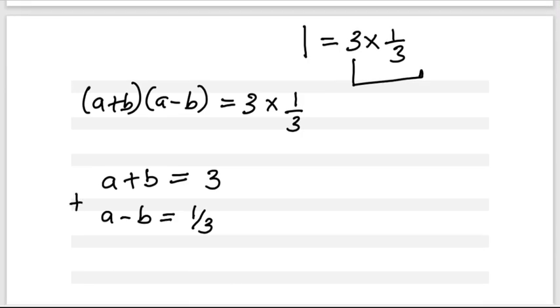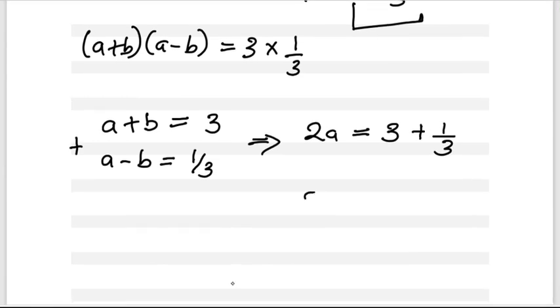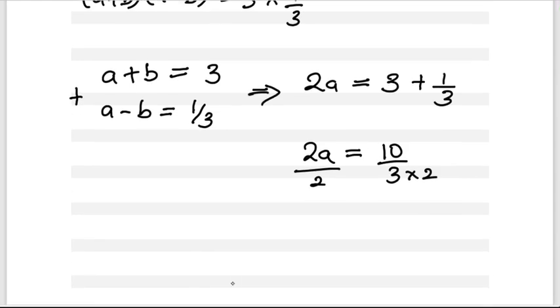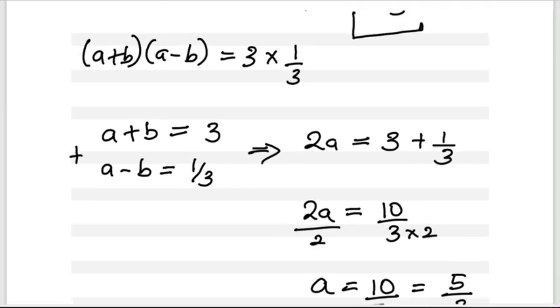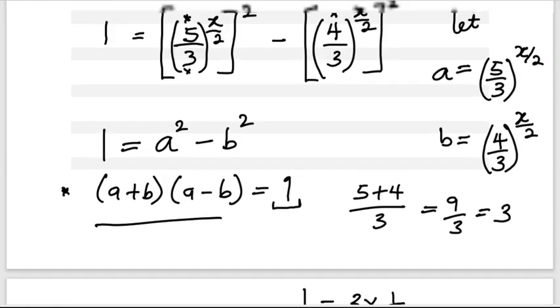And by adding these two equations, it's going to imply that a plus a will give us 2a, b minus b is 0, and this is equal to 3 plus 1 over 3. So this will give us that 2a is equal to 10 over 3. And if we divide both sides by 2, we will obtain that our a is simply 10 over 6, which is 5 over 3. So we've now found out what a is, and we don't need to find what b is because a is enough to help us solve for x.